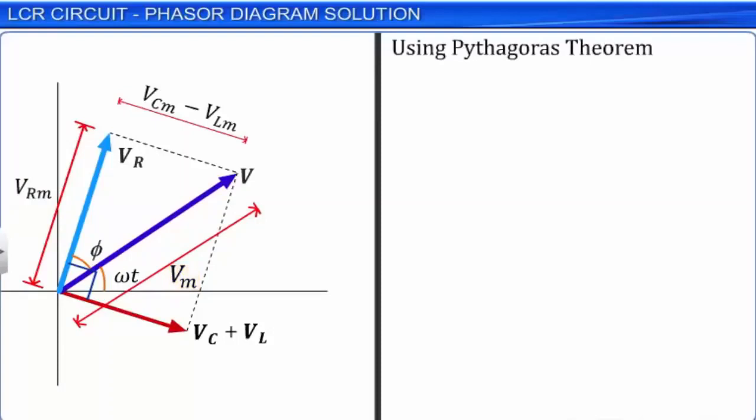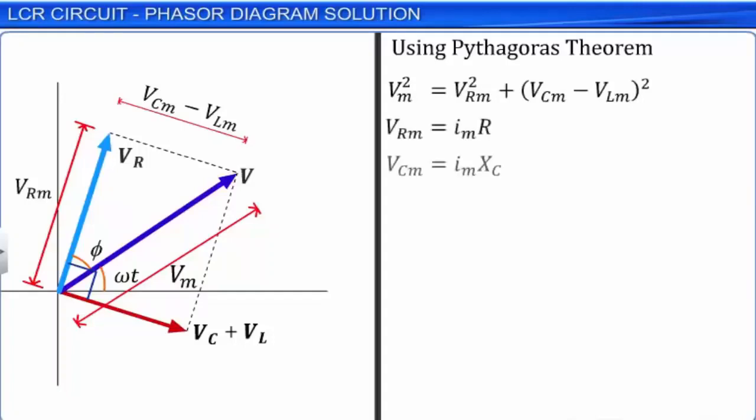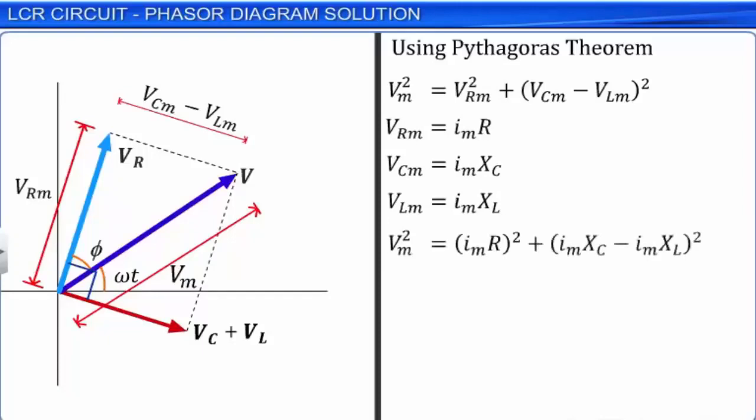Substituting the values, we see that Vm square is equal to VRm square plus (VCm minus VLm) square. Using the values of VRm, VCm and VLm, we get Vm square is equal to (Im R) square plus (Im XC minus Im XL) square.